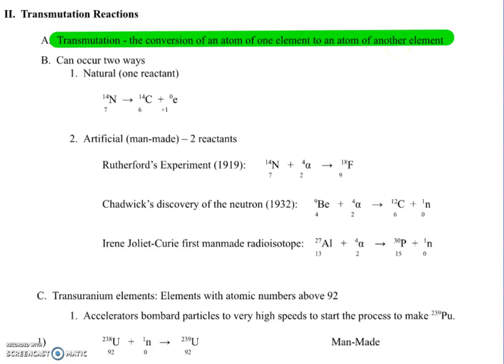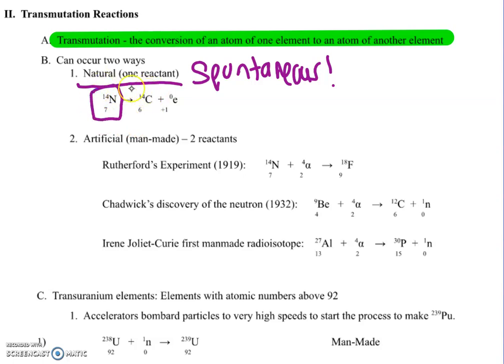So let's look at our first example. It can occur 2 ways. Natural: there will be one reactant, and it is spontaneous. For example, we've already looked at some things involving carbon-14. Here's how carbon-14 is formed. Nitrogen-14 is radioactive and will decay into carbon-14 plus a positron.